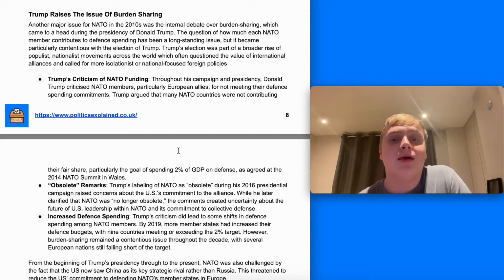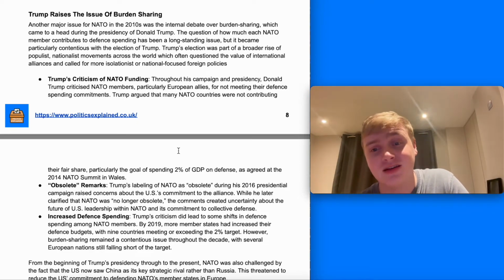So, this really came to a head under Trump. Obama had raised it previously, but it's effectively the question of how much each NATO member was contributing to its defence spending. This is a long-standing issue, particularly just because the United States spends so much more on defence than any other country.